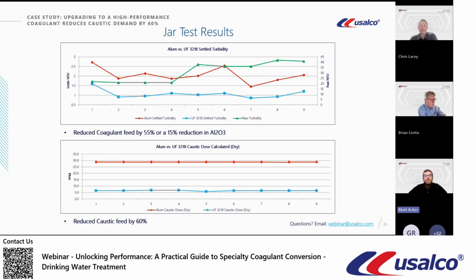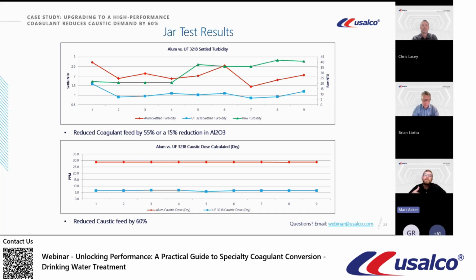So these are some jar test results. When we look at the red line, which was the alum settled water turbidity, versus the blue line, which was the Ultrafloc 3218 or the polyaluminum chloride settled water turbidity, you can see the reduction. We were able to reduce the settled water turbidity by about 50%, and this was done by reducing the coagulant dose by 55%, and even reducing the metal salts or sludge generation by 15%. So a pretty significant difference right off the bat.